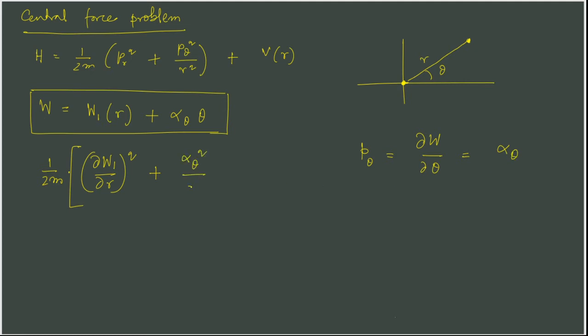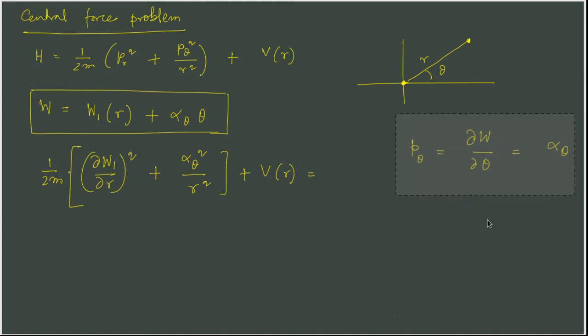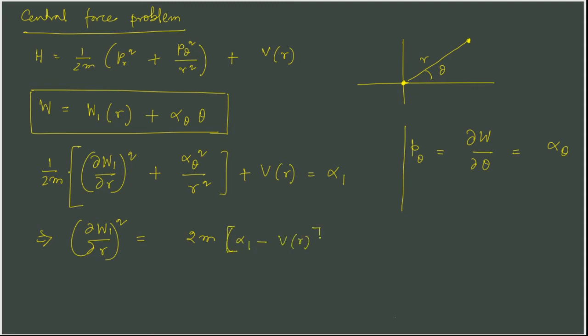So we have this equal to, okay, let me move it slightly. We assume alpha 1 to be the constant equal to the total energy. So, in this case, we are just following the notation of Goldstein's time. Now, this equation is a simple function of r, and we can rearrange that easily. And then we take the positive square root as before.